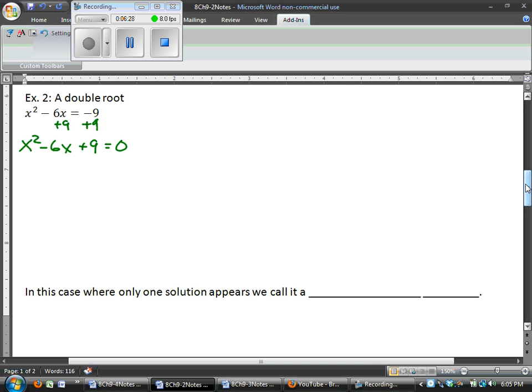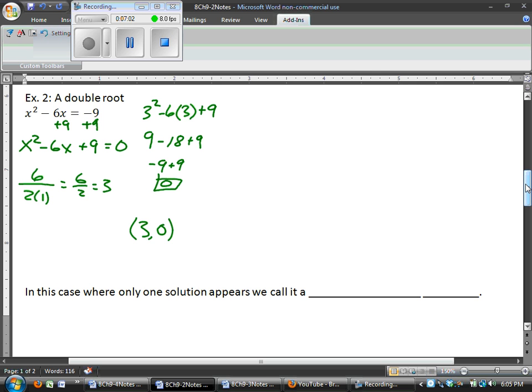Now we can use the axis of symmetry, the opposite of b. So the opposite of negative 6 is positive 6, over 2a gives me 6 over 2, which is 3. If I plug that back into the equation, I'll get 3 squared minus 6 times 3 plus 9. 3 squared is 9, minus 18, plus 9. Negative 9 plus 9 gives me 0. So now my vertex is at (3, 0).